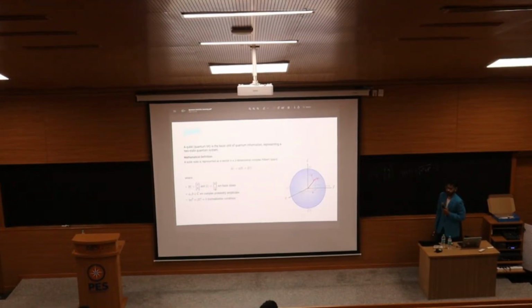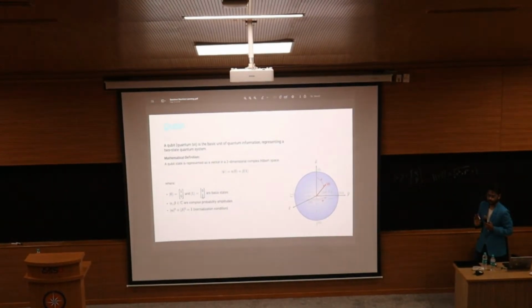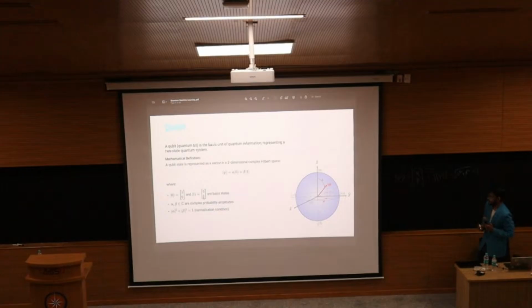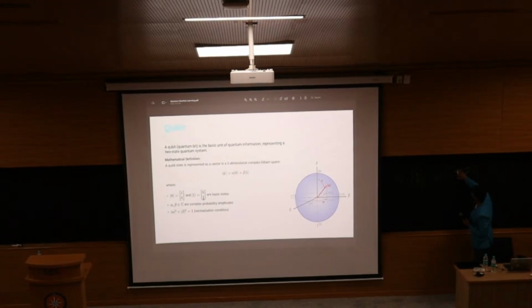When we measure alpha|0> plus beta|1>, we will get either a 0 value or a 1 value. We'll see why this happens in the coming slide. But for now, I can also write this equation as alpha square plus beta square equals 1. I've just taken a square here.